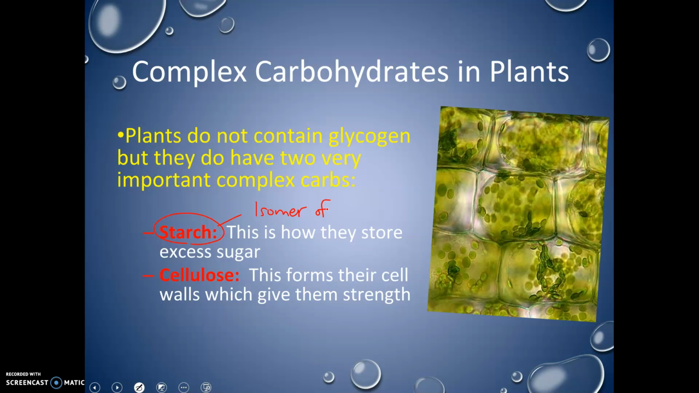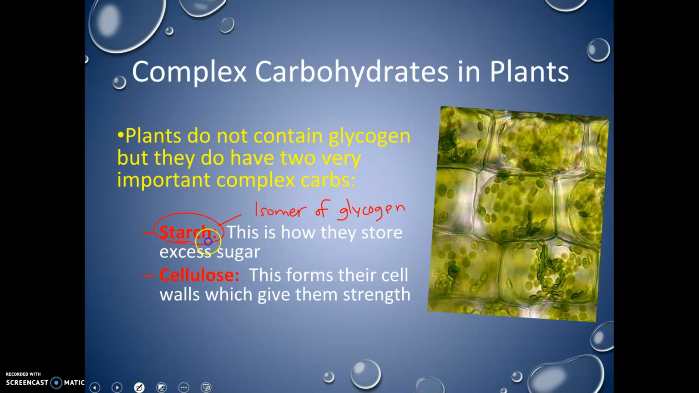Just like if I gave you 10 Legos and I said build something, everybody might build something that looked different, but technically it was the same 10 Legos you started with. Same thing here. So starch is an isomer of glycogen. It has the same formula, the same number of carbon, hydrogen, and oxygens, but they're arranged in a different way. It's just the way plants are. They have different enzymes than we do that build slightly different molecules to store their energy.